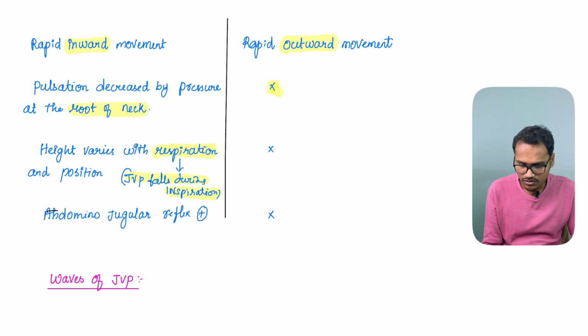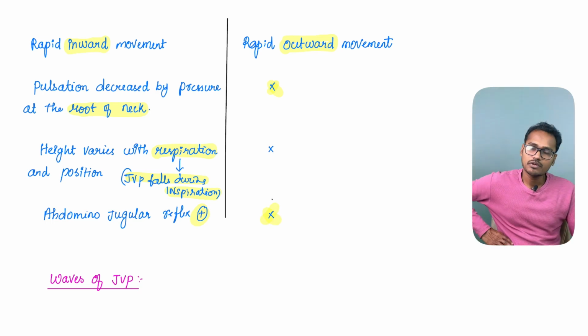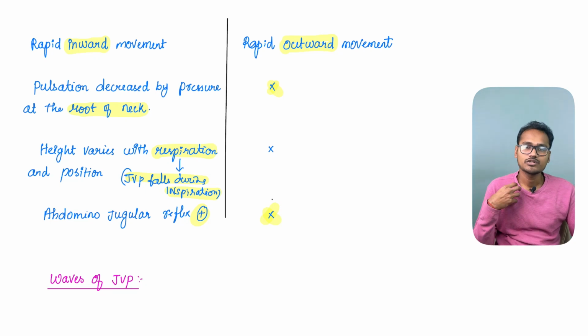Then there is something called the abdominojugular reflex. And that is positive for a JVP and not a carotid. What is this abdominojugular reflex? Whenever you compress the abdomen, the veins over here will start putting pressure to the right side of the heart through the inferior vena cava, and there will be a slight rise in JVP, which will not be seen in case of a carotid.